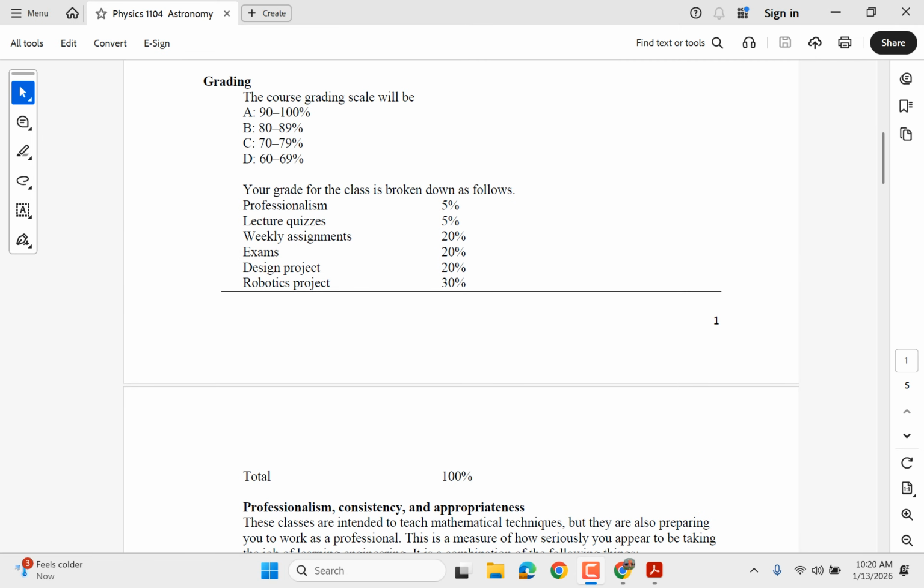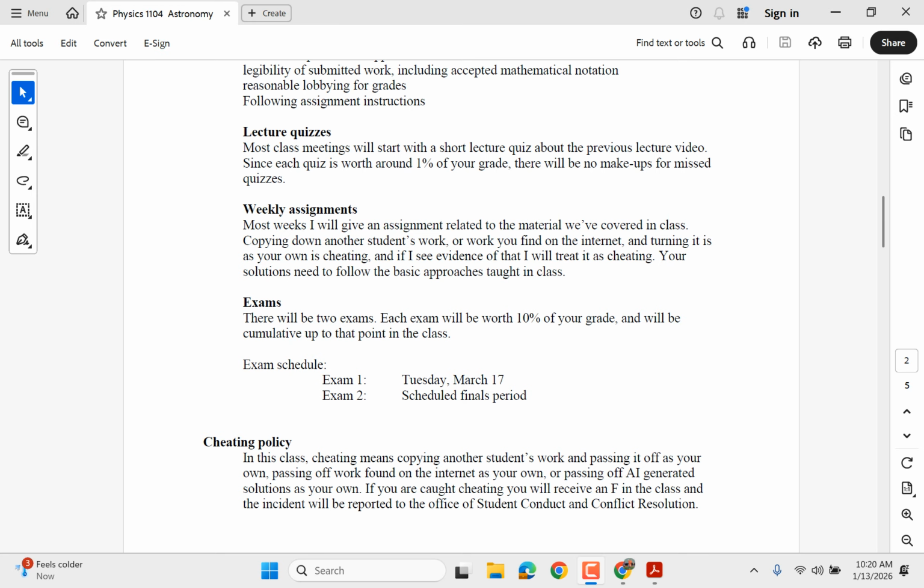Then 20% of your grade is weekly assignments. By the end of the day every Tuesday on D2L, I'll post what the assignment is for the week. The due dates are always listed as the next Tuesday at midnight, 11:59 p.m. Basically, if you can do the assignments, or at least a big chunk of it, before the next class, that works better. But you don't have to turn it in until the night of the next class. Are you with me on that?